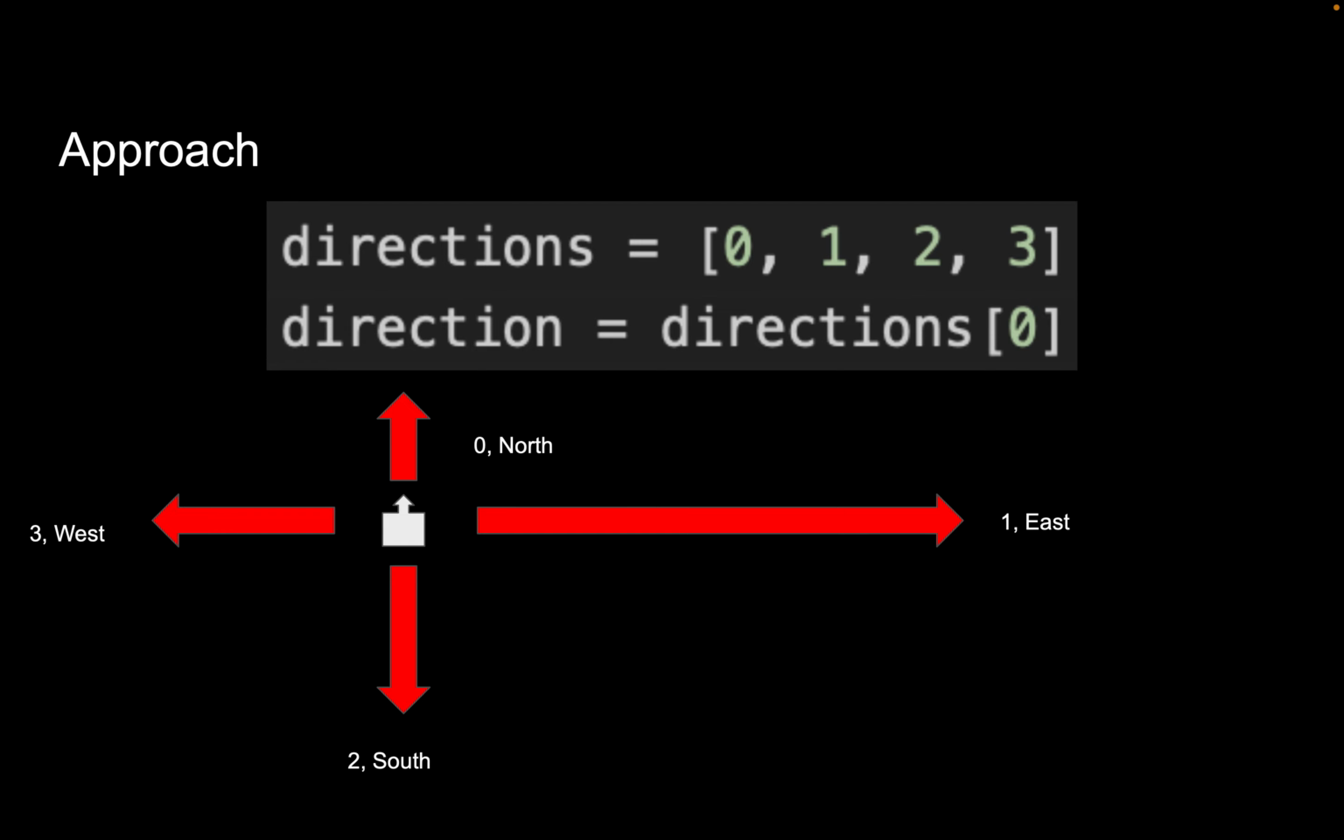So we also need to set up a directional array. As mentioned earlier, it's very important for us to keep track of the directions that we move. So we can set up an array such that 0 is north, 1 is east, 2 is south, and 3 is west. Initially, as stated in the question, we set our starting direction to be directions 0, which is going to be north.